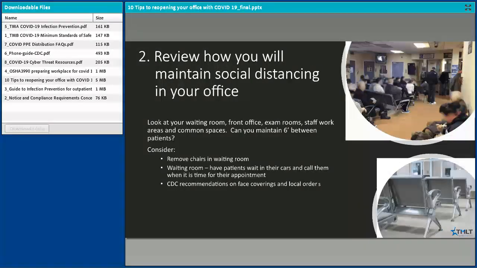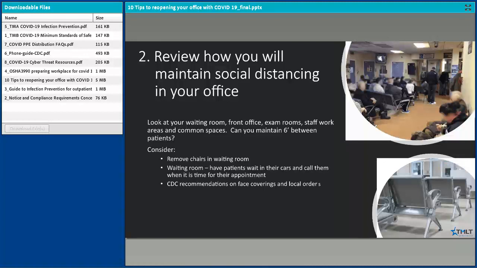Our second tip is for you to review how you're going to maintain social distancing in your office. Some people are actually changing this term up a bit and are talking more about physical distancing, which makes a whole lot more sense because that is really what we're asking people to do. So take a minute, look around your waiting room, your front office, your exam rooms. How are you going to maintain that 6 feet distance between patients?